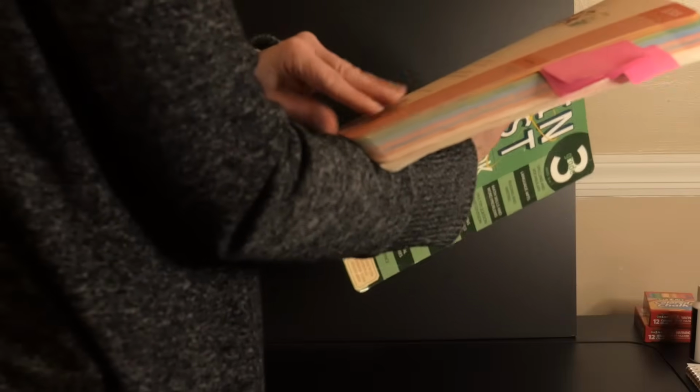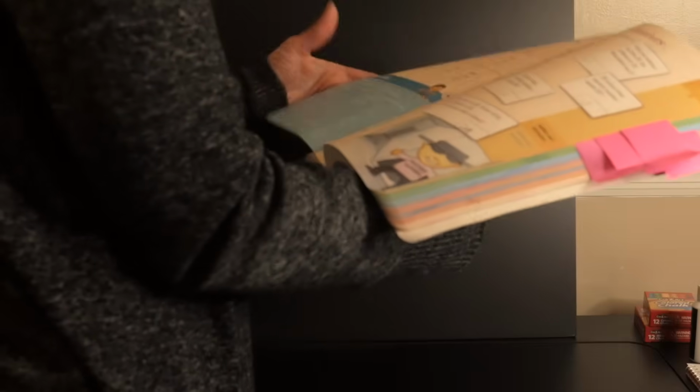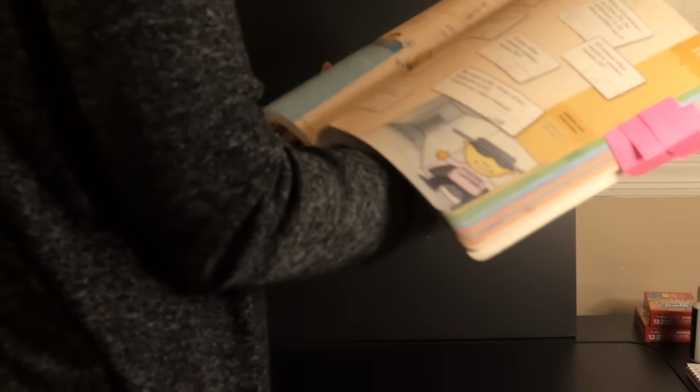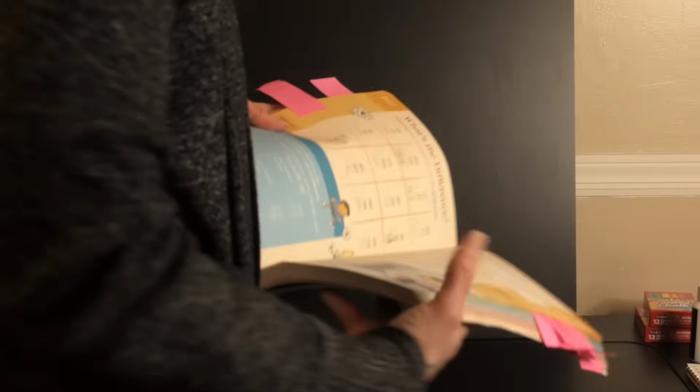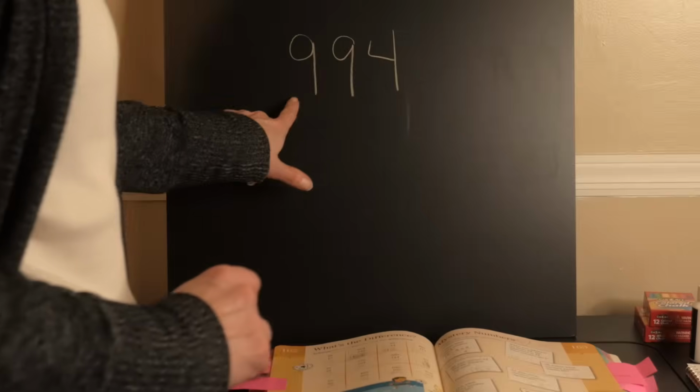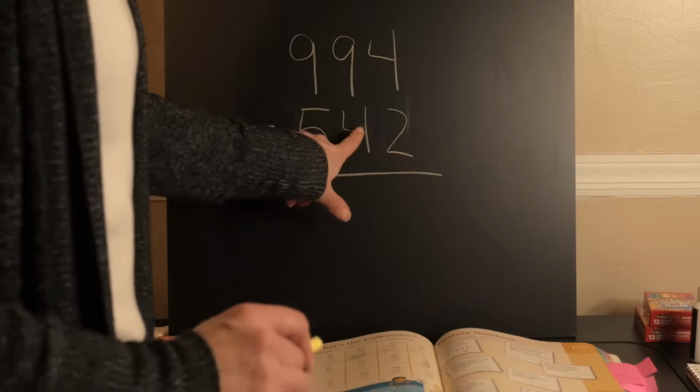So I think that one you are pretty comfortable with. Alright, we're going to move on to some subtraction. Okay. So this one you did have a bit of trouble with. Okay. And this one, let's do right here. We will do $994 minus $542.